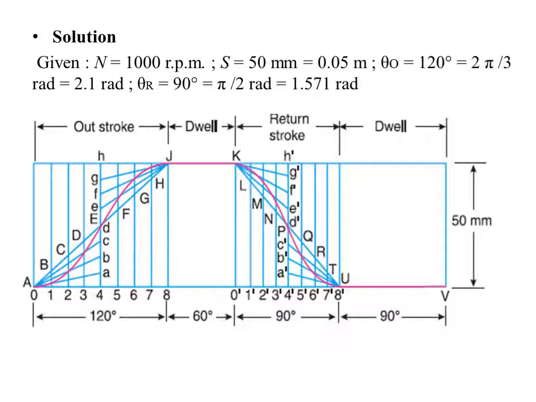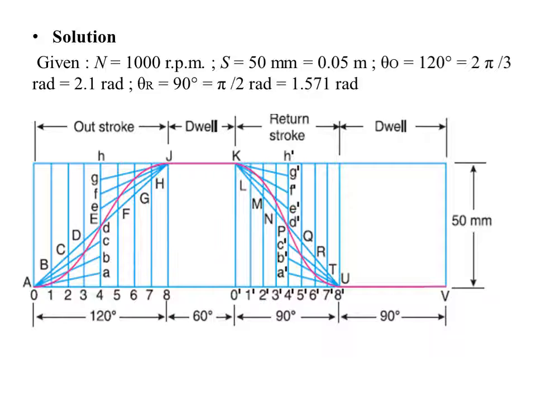Divide the outstroke and return stroke into an equal number of even parts, say in this particular scale it is 8. Draw vertical lines through these points, and the vertical line height is 50 mm, that is the S, the stroke or lift of the follower. As in this problem the follower motion follows uniform acceleration and retardation, we need to take the midpoint of the outstroke and return stroke. So here the midpoint line of the outstroke and return stroke is 4 and 4 dash. So divide this vertical line 4 and 4 dash again into an equal number of parts, say 8.